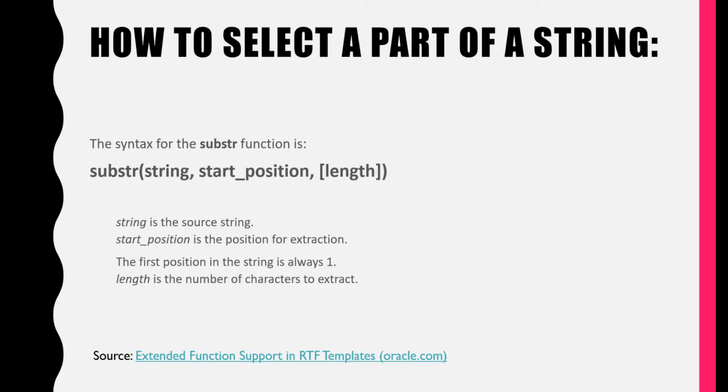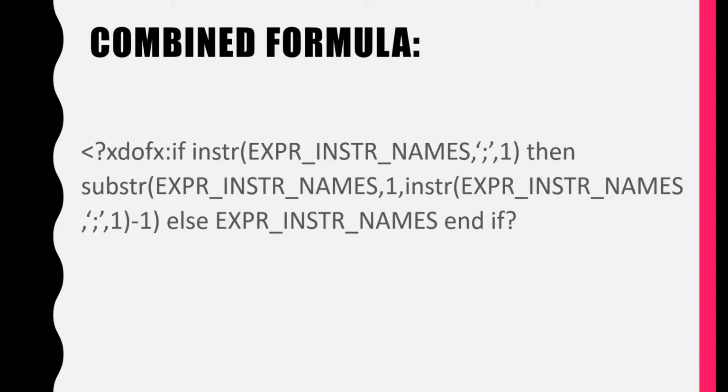The syntax for the substring function is thus: string is the source string, in this case our instructor names field, the start position is the position for extraction, the first position in the string always being 1, and length is the number of characters.